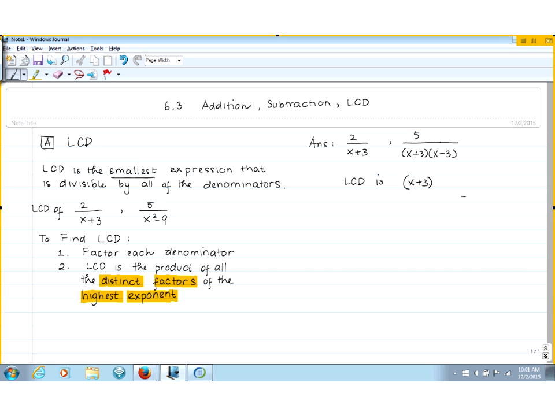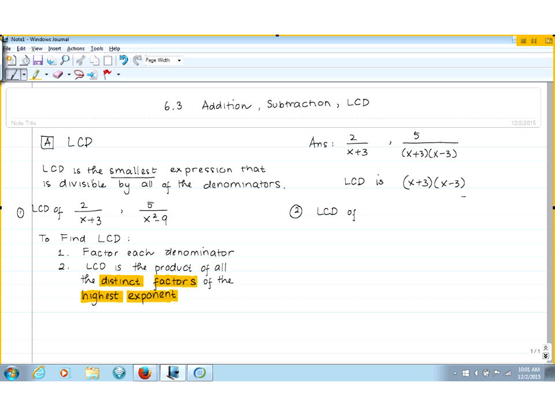Okay, now what is the LCD? What are the distinct factors? x plus 3. What else? x minus 3. Now, do I write x plus 3 again? No, I already have it. So I just multiply with the other distinct factor, which is x minus 3. So it's x plus 3 times x minus 3.